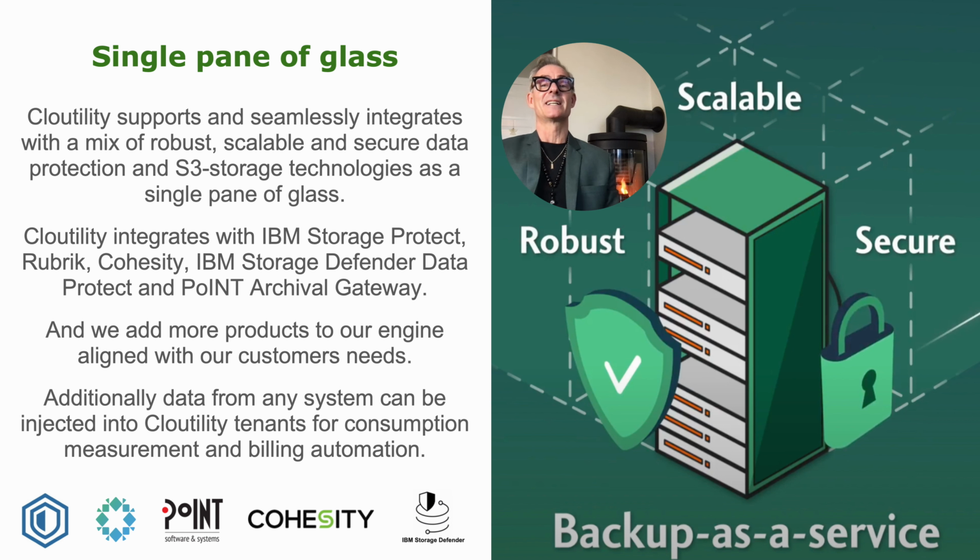Cloutility works as a single pane of glass on top of IBM Storage Protect, IBM Storage Defender Data Protect, Rubrik, Cohesity, and Point Archival Gateway. It also provides REST API endpoints, which can be used to ingest any type of consumption data, to report and invoice the amounts of data consumed by each of your business units in Cloutility.